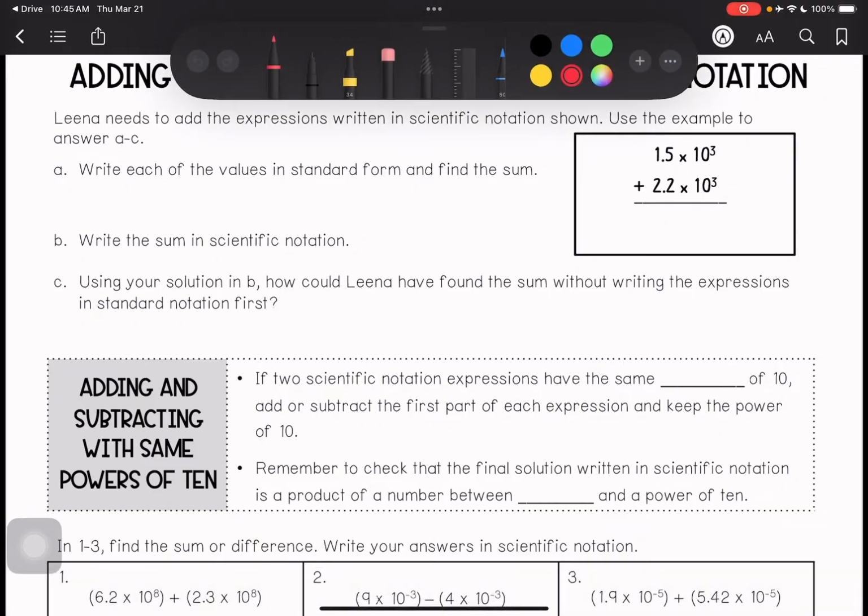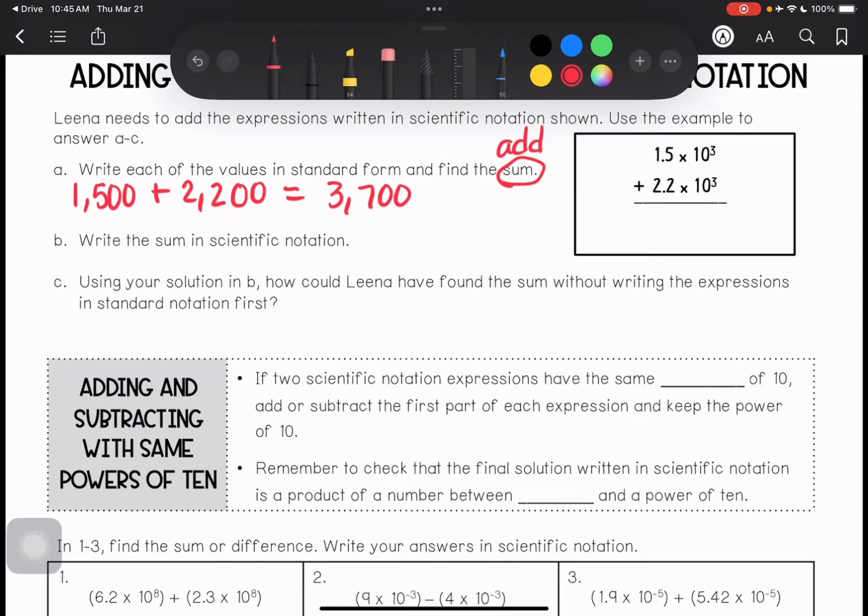So to write in standard form, we need to move the decimal 3 times to the right in both digits. So we have 1,500. Sum means to add. So we're going to add that to 2,200. So my total is 3,700.